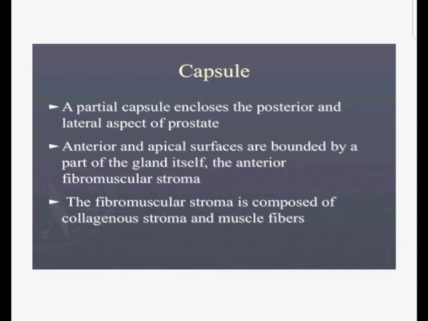Let's talk about the capsule. A partial capsule encloses the posterior and lateral aspects of the prostate. Anterior and apical surfaces are bounded by a part of the gland itself, the anterior fibromuscular stroma. Fibromuscular stroma is composed of collagenous fibers and muscle fibers, because there will be a lot of contraction during ejaculation, when the prostate gland contracts.